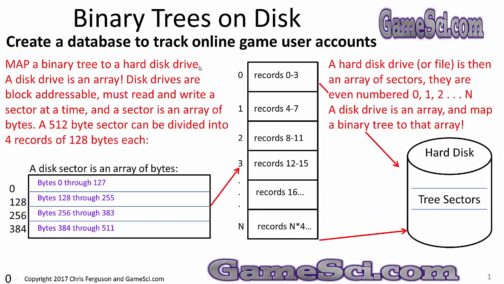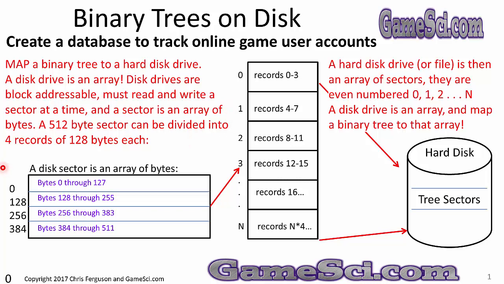To map a binary tree to a hard disk drive, think about this. A disk drive is an array. Disk drives are block addressable. We must read or write a sector at a time. And a sector is an array of bytes. A 512 byte sector can be divided into 4 records of 128 bytes each.